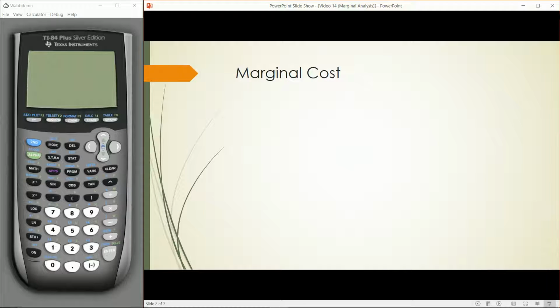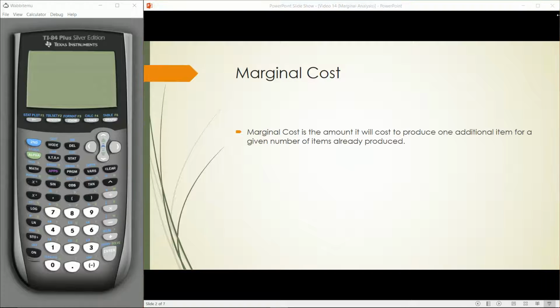So you can find marginal cost, marginal revenue, and marginal profit. So let's start with marginal cost. What does marginal cost mean? Well, it's the amount it will cost to produce one additional item for a given number of items already produced. So if I'm producing 50 items and want to know how much more it's going to cost to produce one item, that's called the marginal cost.